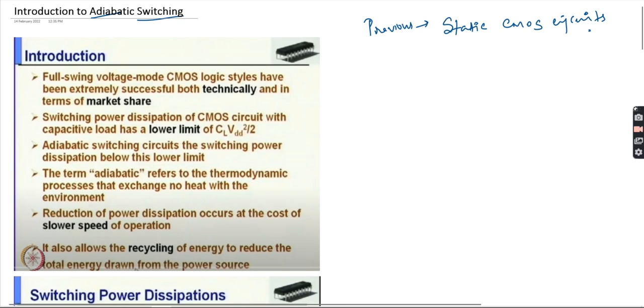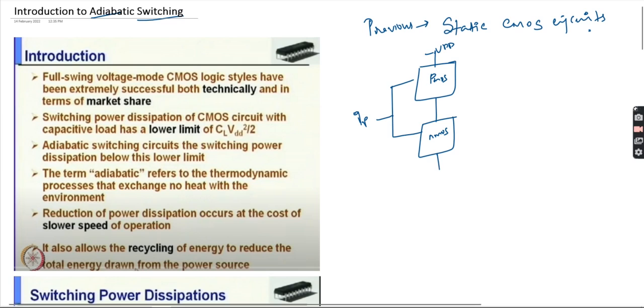You might have seen the circuit was like this. This will be your PMOS network, this will be your NMOS network, then the input will be given over there, this will be your VDD, and this will be VSS. This is a general circuit of a static CMOS circuit, and at the output there will be a load capacitance. As we know, the output will make a transition from 0 to VDD with the load capacitance CL. We already found the energy drawn from the power supply, that is CL VDD square.